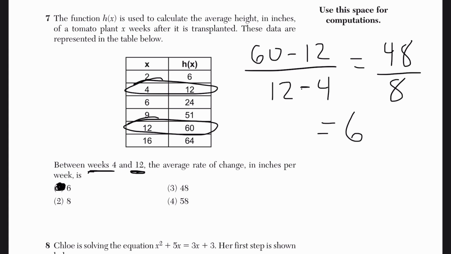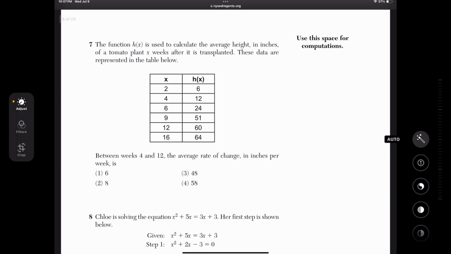Right? If you notice, the chart isn't going up by 6. Well, actually, it is for there, but then this next one, it's not a constant rate of change, right? But they only want us to worry about it from weeks 4 to week 12. So just focus on those in your chart. You'll be fine.